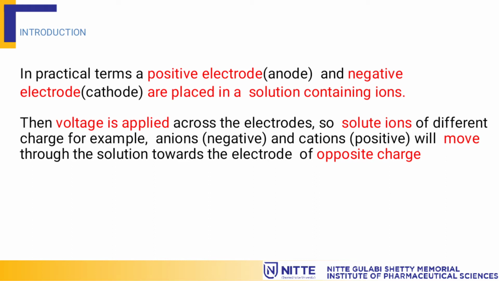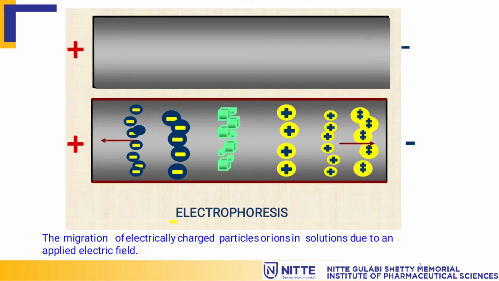Then a voltage is applied across the electrodes. So solutes of different charges, for example anions negative and cations positive, will move through the solution towards the electrode of opposite charge. I have tried to show you the migration of the ions here with respect to their charges. At the anode, a positively charged electrode, the negative ions are migrating, whereas at the cathode, which is negatively charged, cations are moving.